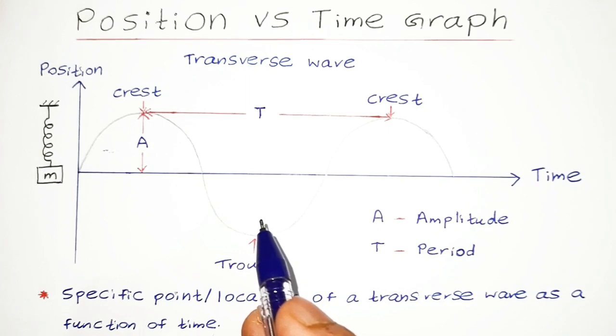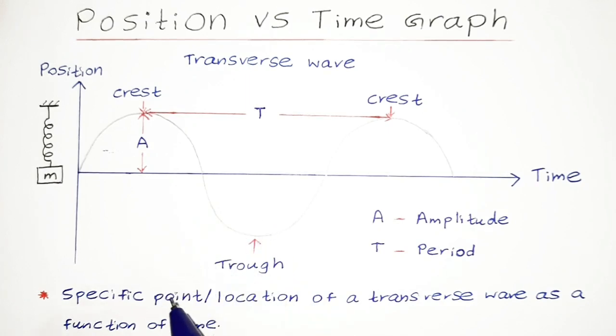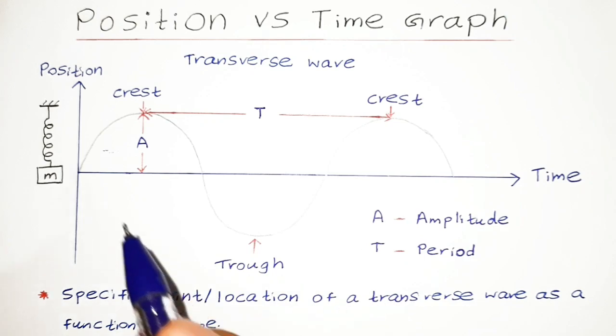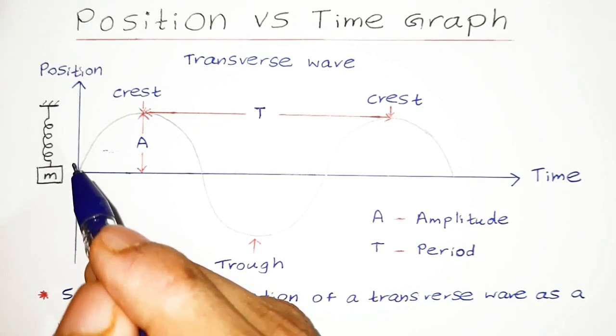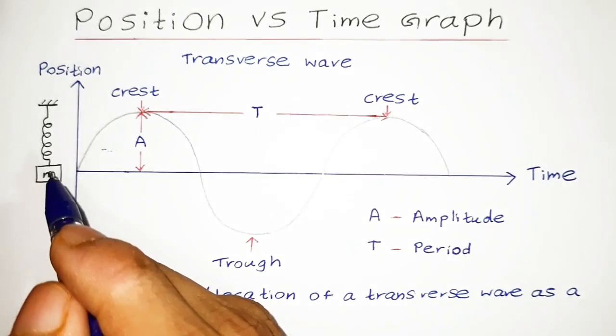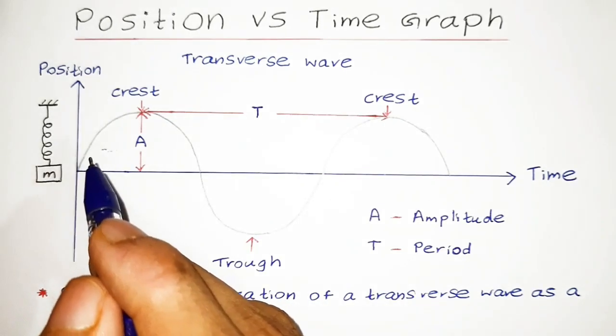The sine curve is obtained due to the specific point or location of a transverse wave as a function of time, which means when we have a mass at equilibrium position and we give a pull vertically downwards, the mass would start to oscillate. So guys, let us look at how the sine curve is obtained.